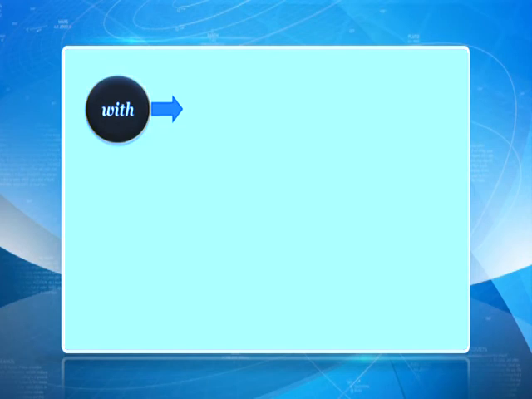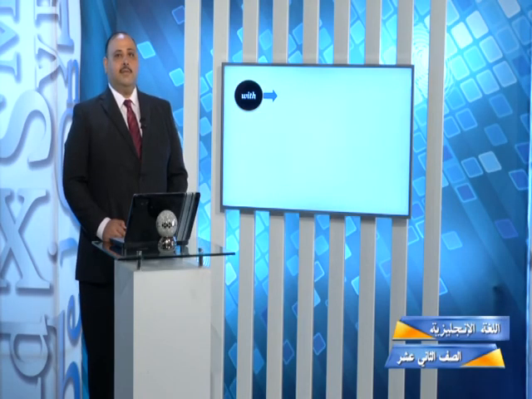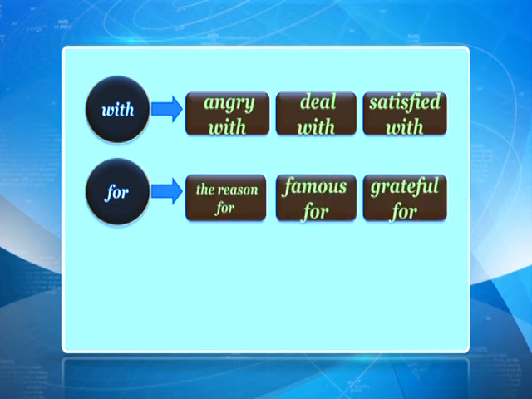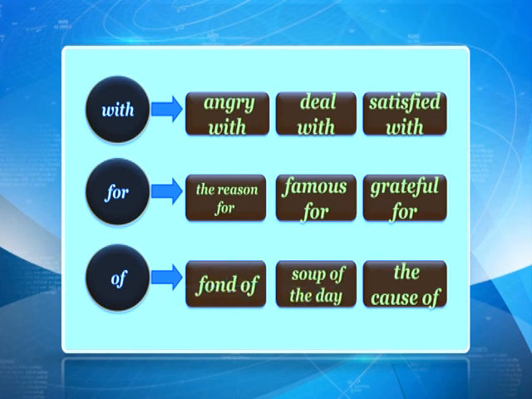Again, we have 3 more. We have with. Now, some verbs normally accompany the preposition with. Like what? Like to be angry with someone, deal with, satisfied with. Then we say for, the reason for, famous for, grateful for. It's like saying we are grateful for our teachers or our parents. Of. Fond of. Soup of the day.